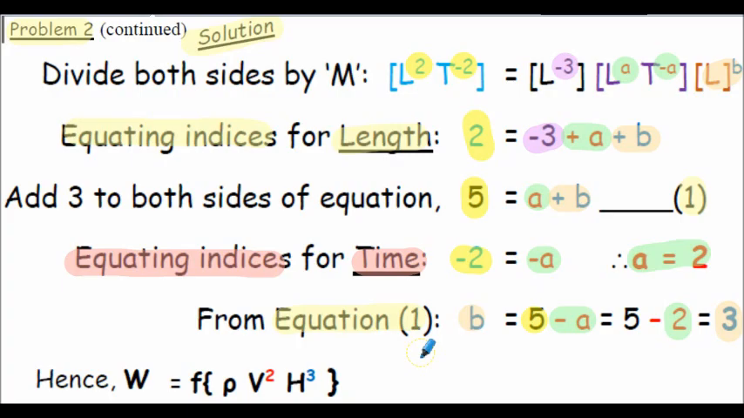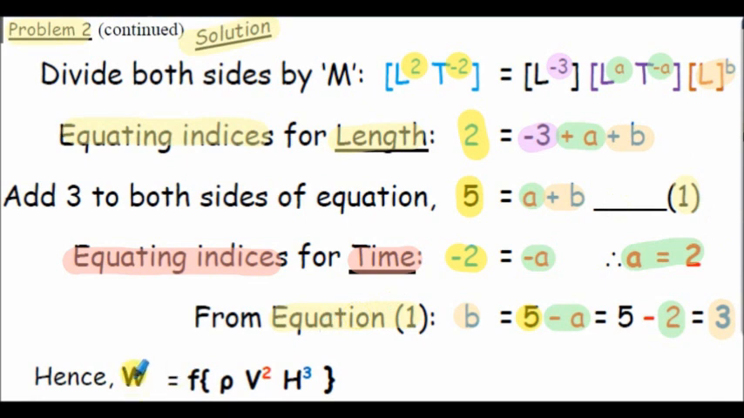Just note for your reference, I could have equated the indices related to the time dimension first of all, which might have been preferable in this particular problem, as I would have solved directly for the exponent a. So just note you can apply the equated indices for any dimension in any order. So we can write now the final equation for work. Work is equal to a function of rho, velocity to the power of 2, and the height to the power of 3. So that's the solution for problem 2.